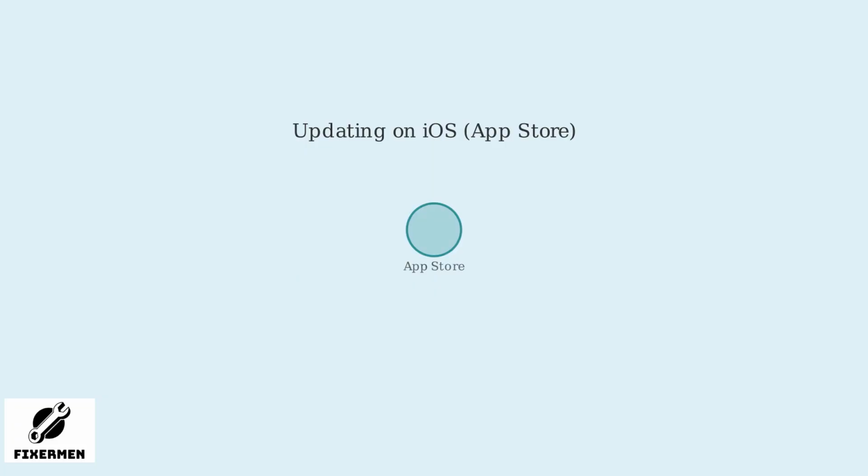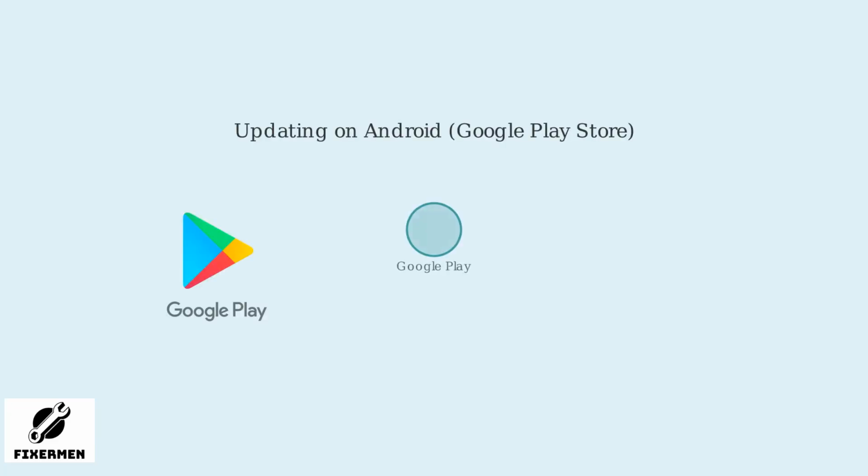For iOS users, start by opening the App Store on your device. Search for Robinhood in the App Store and look for any available updates. For Android users, open the Google Play Store on your device, navigate to My Apps and Games, and update Robinhood if an update is available.